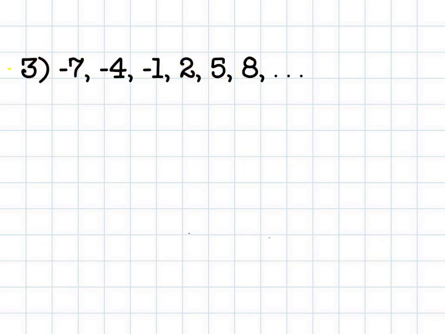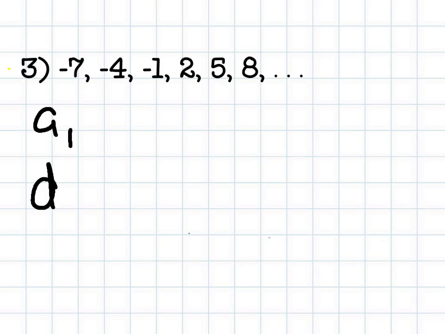Now let's look at this pattern. We have -7, -4, -1, 2, 5, 8. If I was asking you to find a number in the pattern or a number in the sequence, there are two things you need to find first. First, you need to find a sub 1, and you need to find d, the common difference. You cannot solve the problem or find any other terms without doing that.